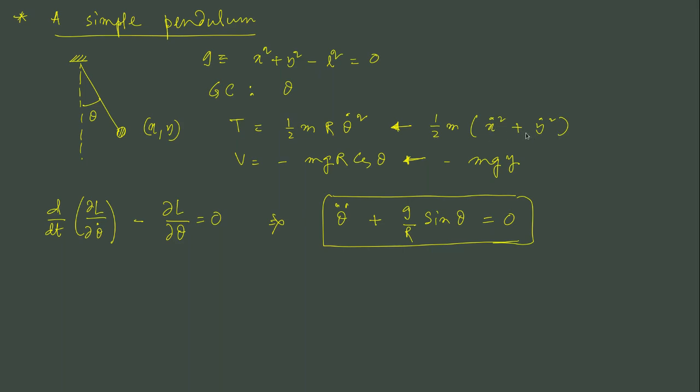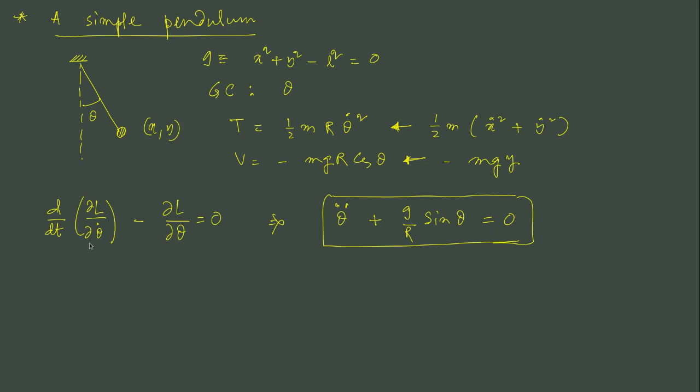The kinetic energy is half m times x dot squared plus y dot squared. If we move that to r and theta, it should be half m times r dot squared plus r squared theta dot squared. And the potential is minus m g r cos theta, which came from m g y. It looks negative simply because we are measuring distances from this origin, so y is downward. This is why the potential energy comes out to be negative.